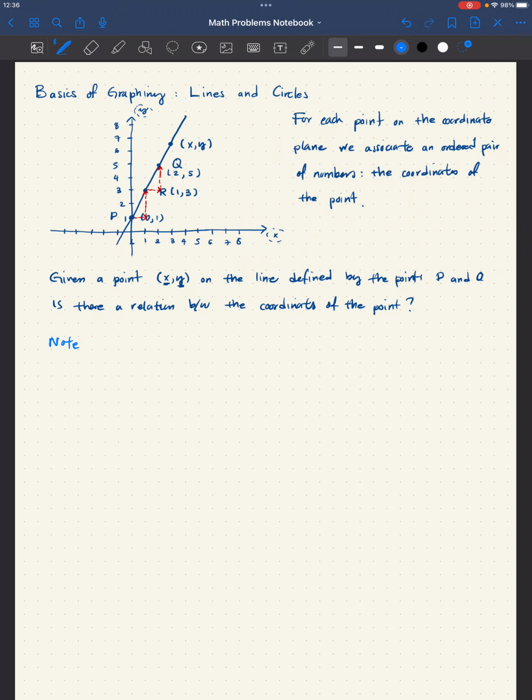So, that makes me wonder, because now we have the following suggestion. Note that to move from P to R, we follow 2 instructions. The first one, move 1 unit to the right. Second, move 2 units up. But this, as I said, is exactly the same instruction as the one that we get from moving from R to Q.